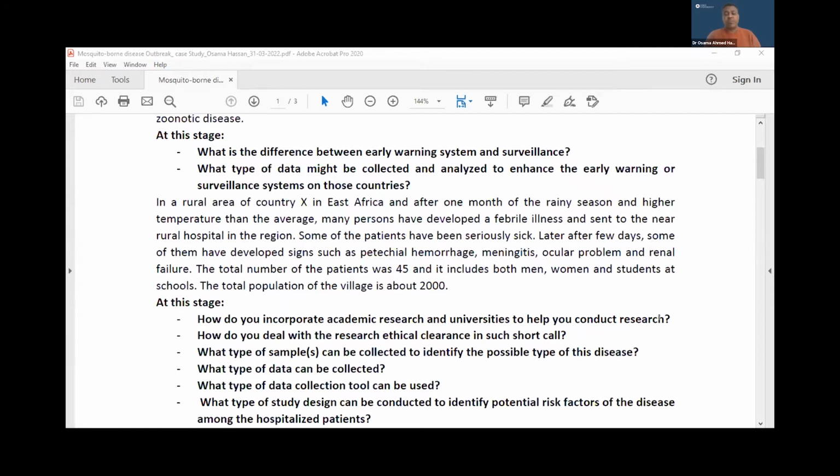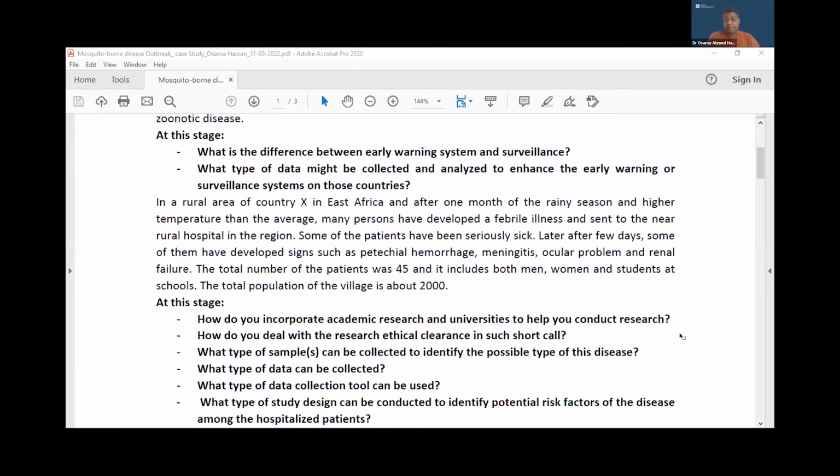At this stage, what type of samples can be collected to identify the possible type of this disease? Now we are just talking about patients admitted to the hospital who developed some symptoms. Yeah, for example, blood samples, that would be good. Any other biological samples would be good at this stage because we do not know about the disease so far. So it depends on the experience of the clinicians and the data collected.